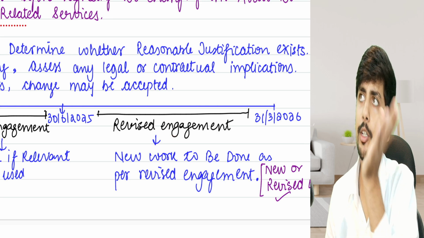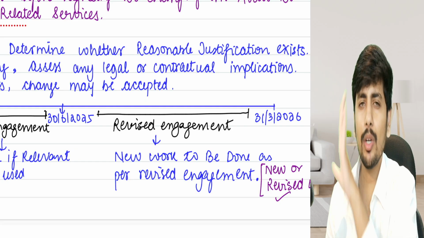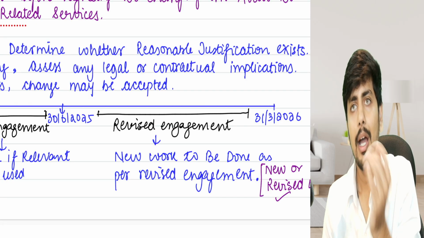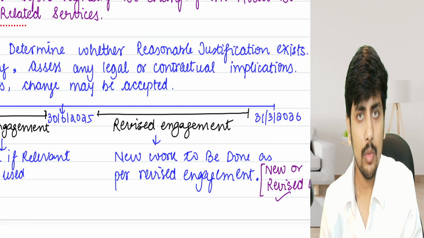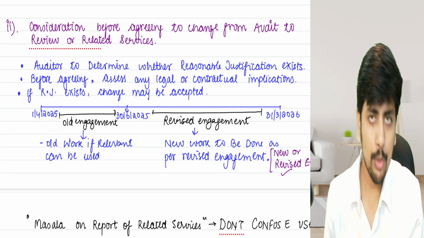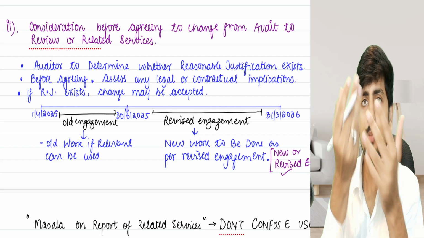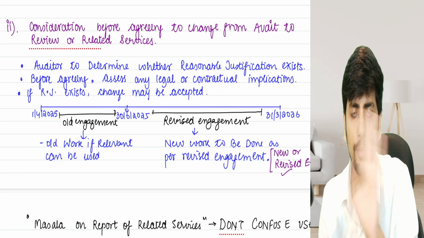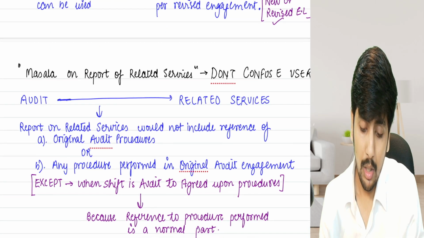For example, audit is converted into review or related services. So whatever is the new assignment, he will be applying new procedures according to the new revised engagement letter. Okay, sir. This is very logical. Old audit procedure, if relevant, use them. Apply new procedures as per the revised engagement terms, whether audit to review or audit to related services. Now comes the very important part.